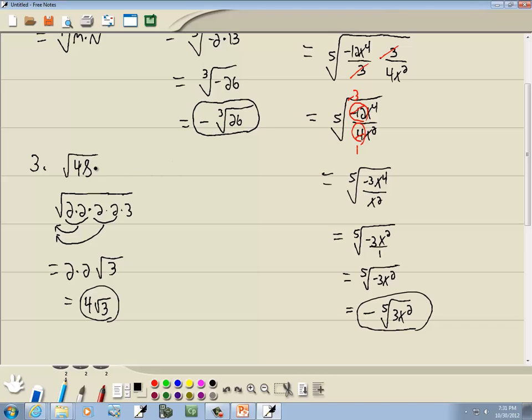Now, why is this the product property? Well, I could split this up as the square root of 4 times square root of 4 times square root of 3. And then square root of 4 is 2, square root of 4 is 2, and then the square root of 3. We never show those steps, but that's implied when we're doing this.